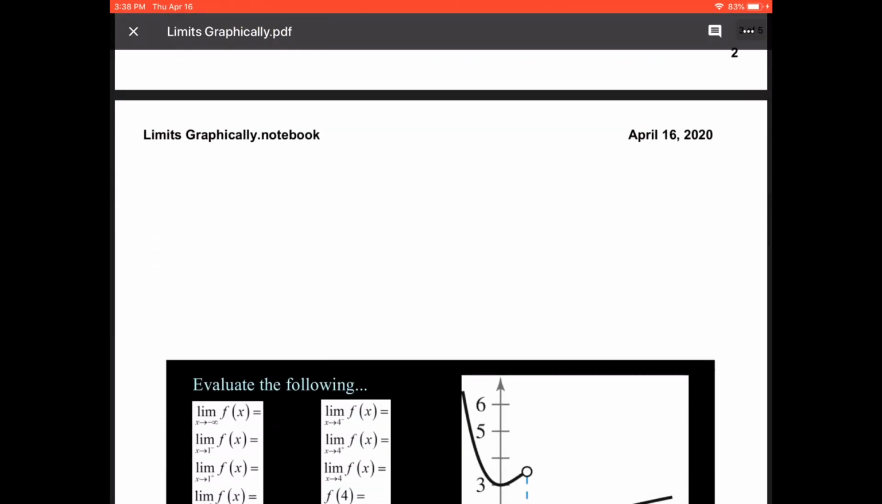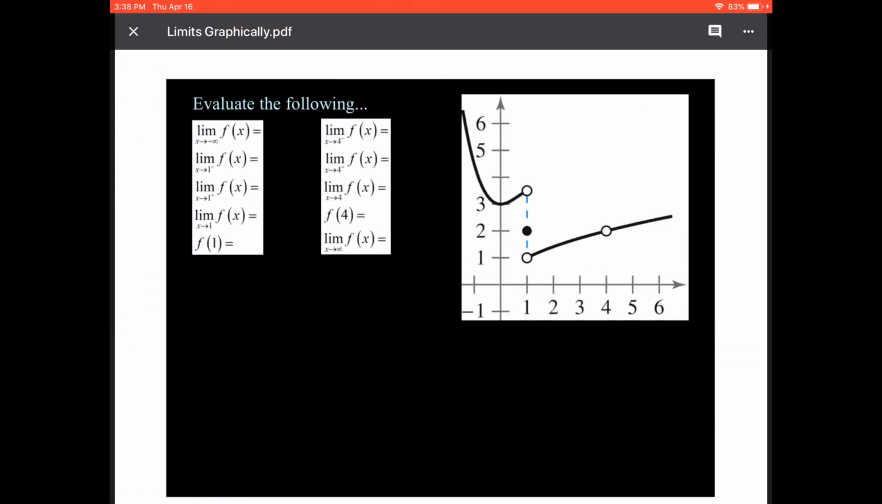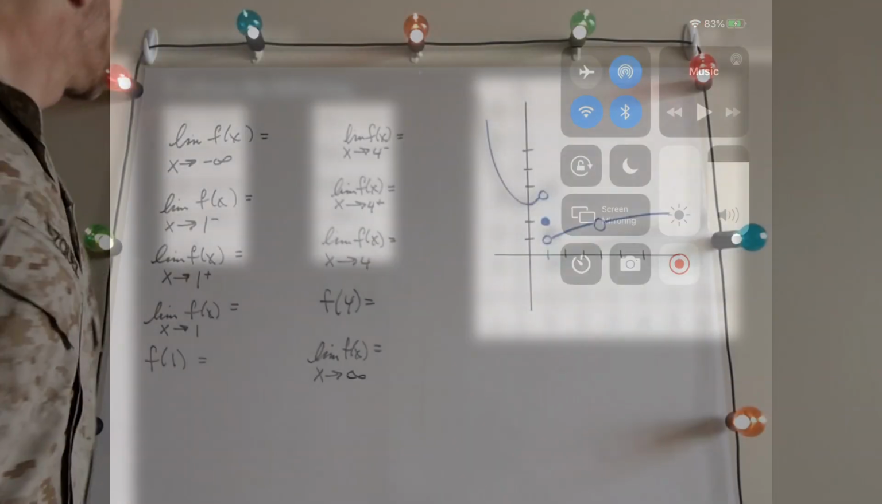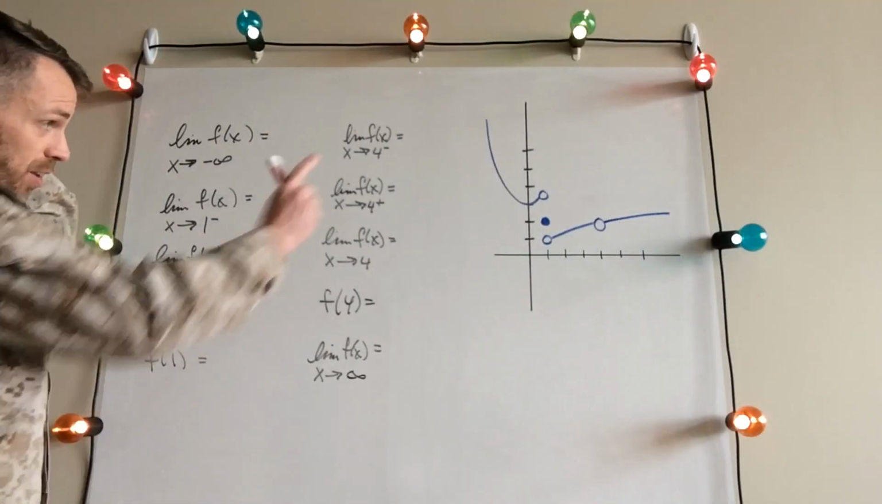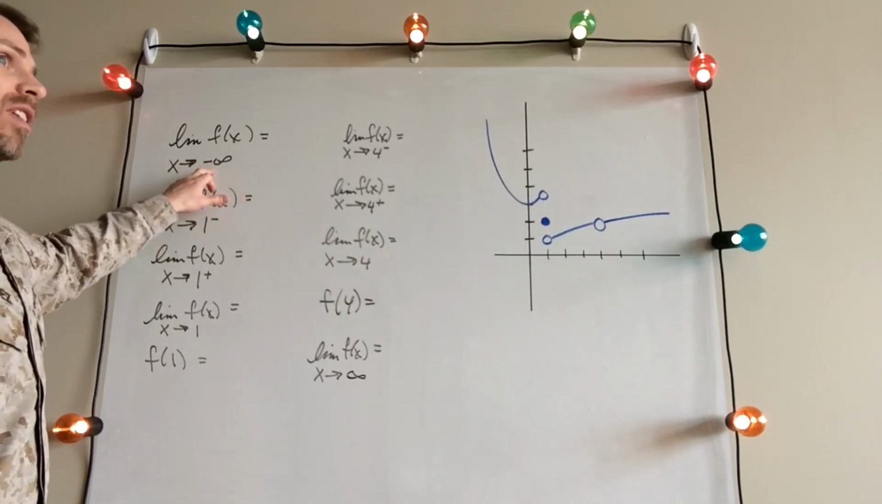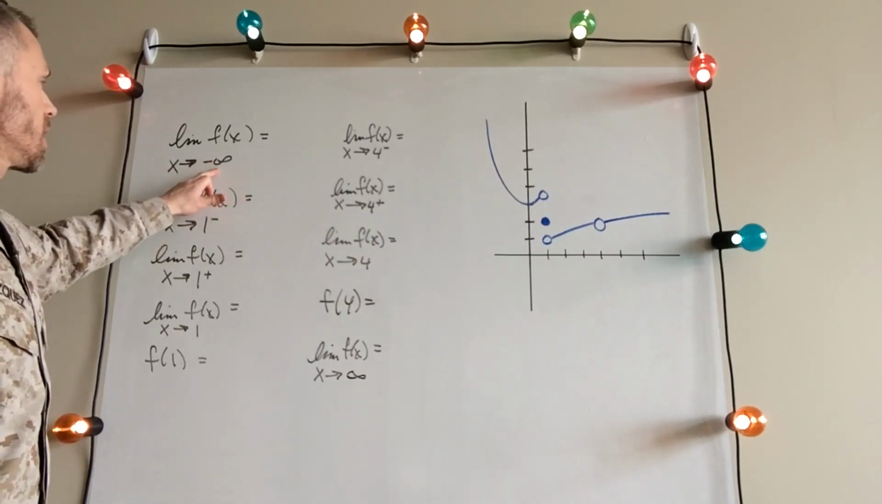So we are ready to start our basic training right here. Funky looking graph, and then a whole bunch of limits that we need to evaluate. Here we go. All right, so here's our graph. And what is up first? We have the limit of f of x as x goes to -infinity.